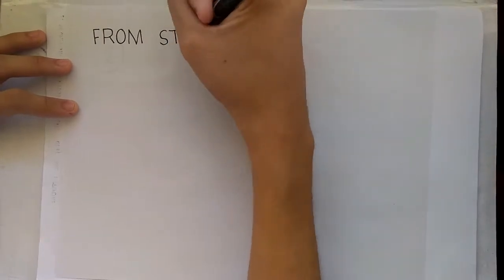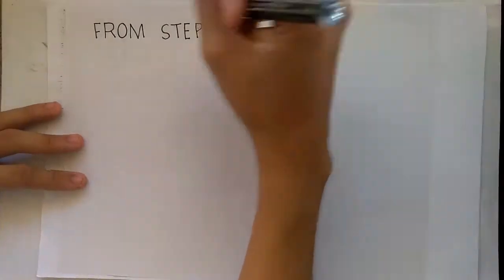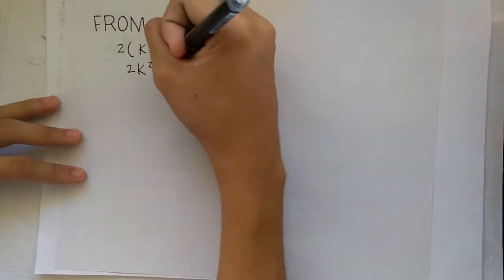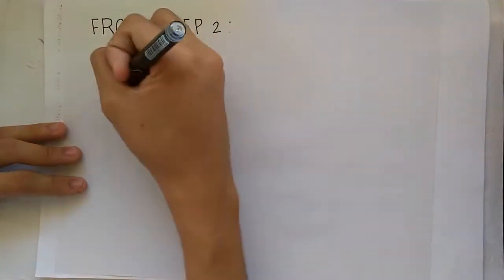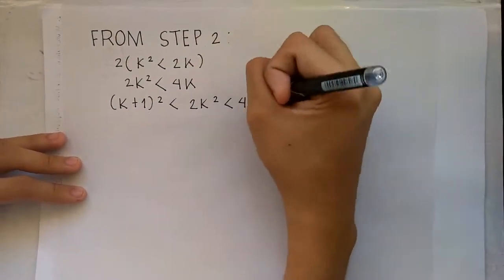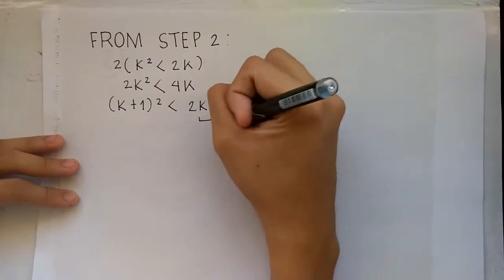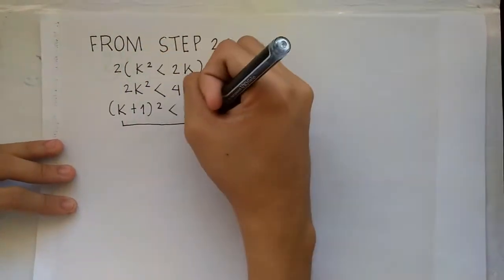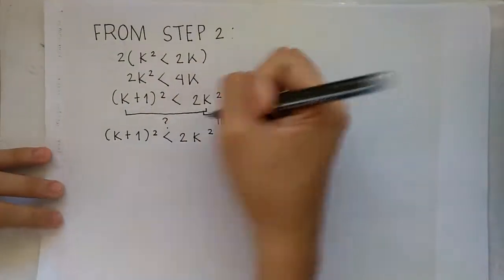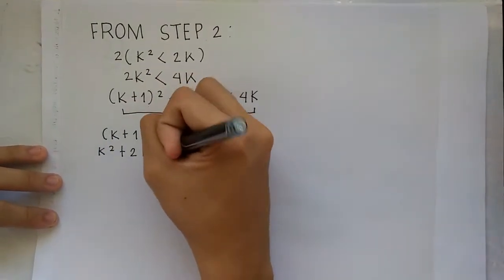Use the equation k squared is less than 2 raised to k from step 2 and multiply it by 2. Since we knew that 2k squared is less than 2 raised to k plus 1 is true, we're going to get the k plus 1 quantity squared from the first equation in step number 3. To prove that quantity k plus 1 squared is less than 2k squared, we should expand the k plus 1 squared.